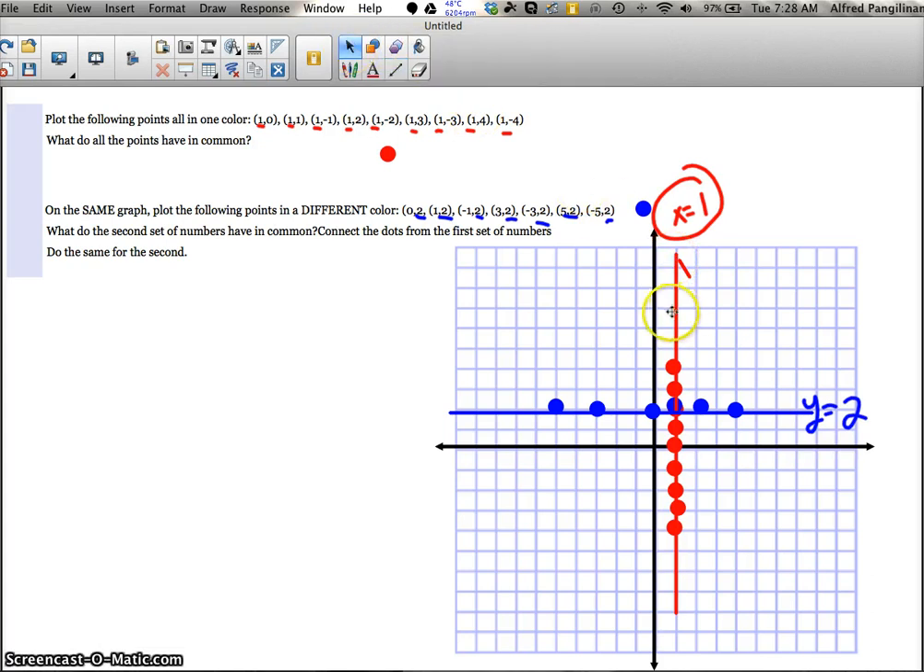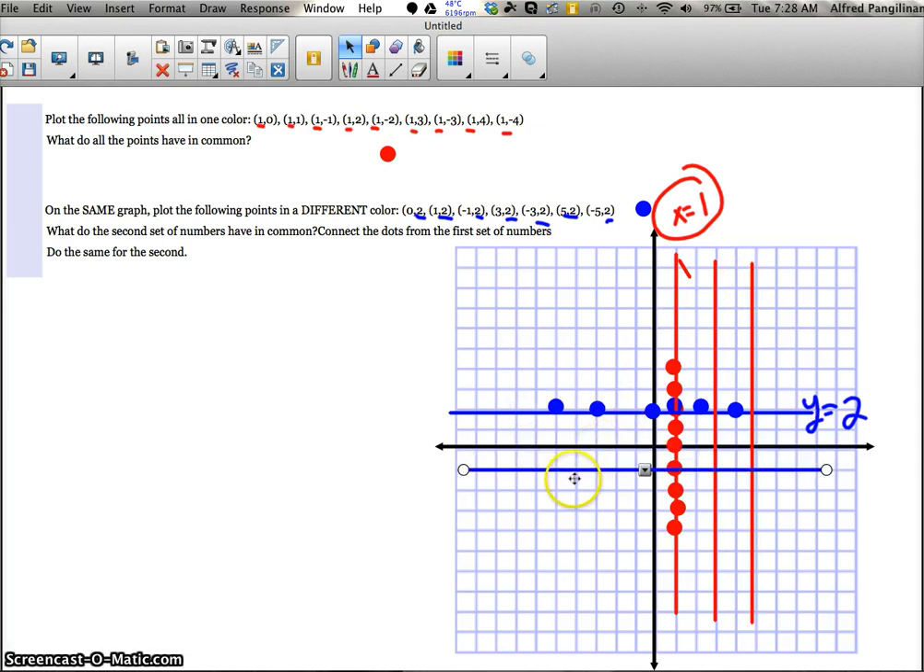For example, if this is x equals 1, if I duplicate this line, that is x equals 2, that's x equals 3, this is x equals 4, and then 5. This is y equals 2, y equals negative 1, y equals negative 3, y equals 4. Okay, so y values go horizontal, x values go vertical.